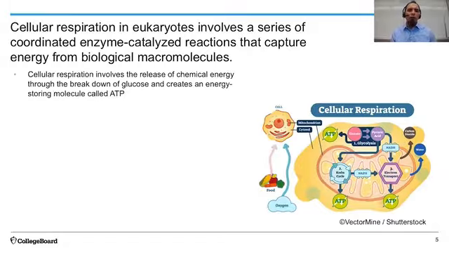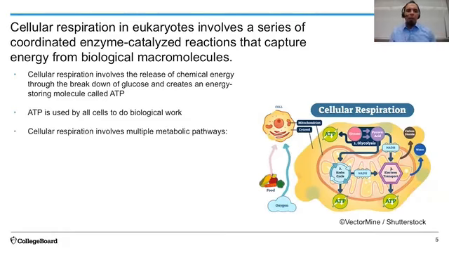So cellular respiration involves the release of chemical energy through the breakdown of glucose and creates an energy storing molecule called ATP. Again, ATP is ultimately what we want to produce. And so what cell respiration does, it takes this chemical energy through the breakdown of glucose to create more ATP. So ATP is used by all cells to do biological work. So biological work to transport materials, for movement, for reproduction, whatever it may be, ATP is used by cells to do work.